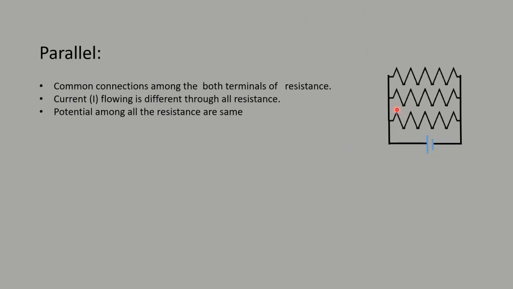In this parallel arrangement, resistances are arranged such that both the terminals of a resistance are common with another resistance. The current flowing across each resistance will be different, but the potential drop across all these resistances is the same. Thus we write the current along each arm as I1, I2, I3, the total current as I, and the resistances as R1, R2, R3.